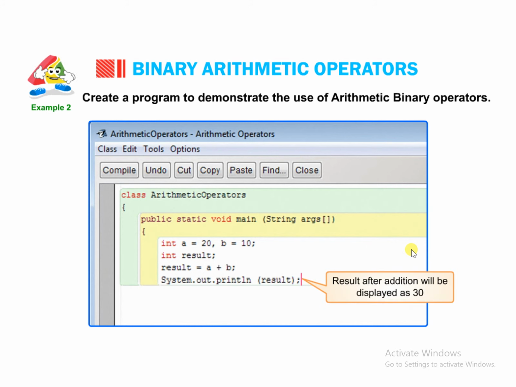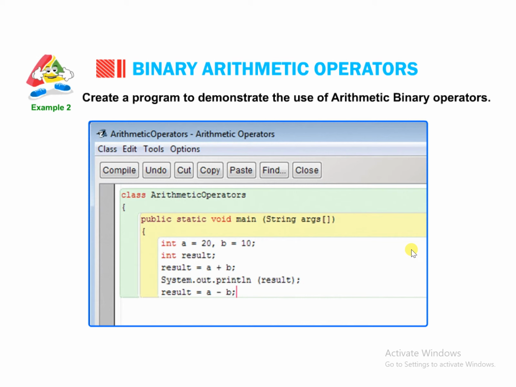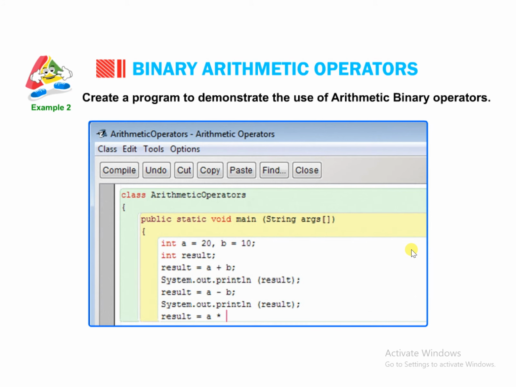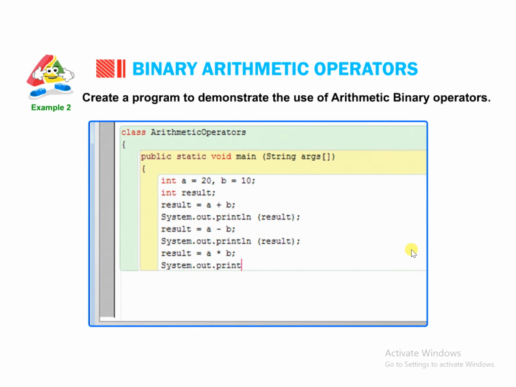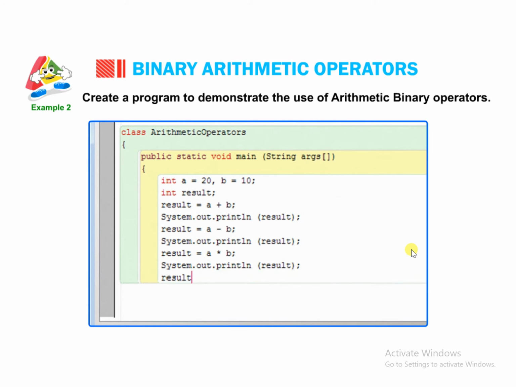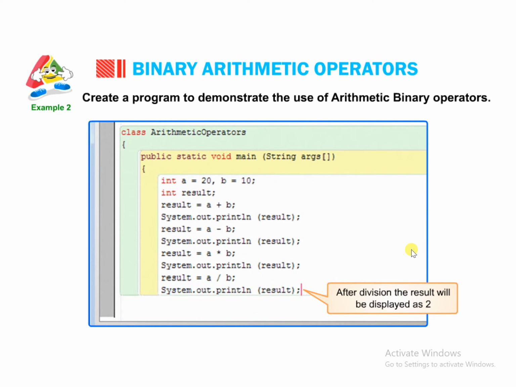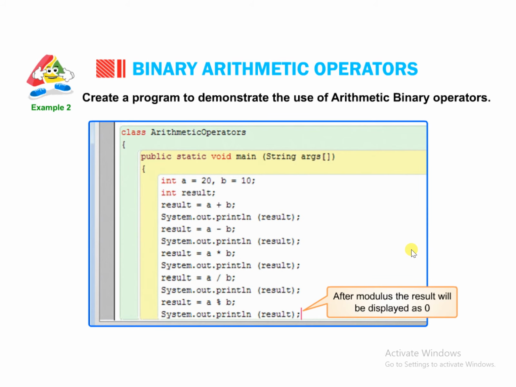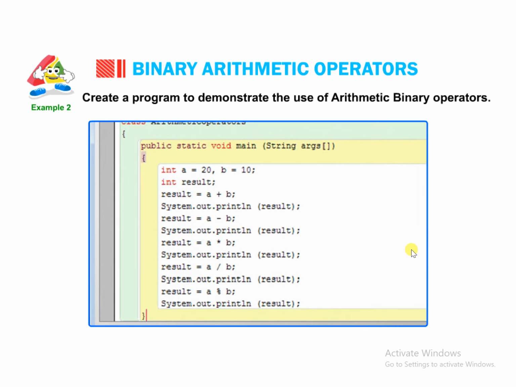Result after addition will be displayed as 30. result = a - b; System.out.println(result); after subtraction, the result will be displayed as 10. result = a * b; System.out.println(result); after multiplication, the result will be displayed as 200. result = a / b; System.out.println(result); after division, the result will be displayed as 2. result = a % b; System.out.println(result); after modulus, the result will be displayed as 0. Curly braces close, curly braces close.